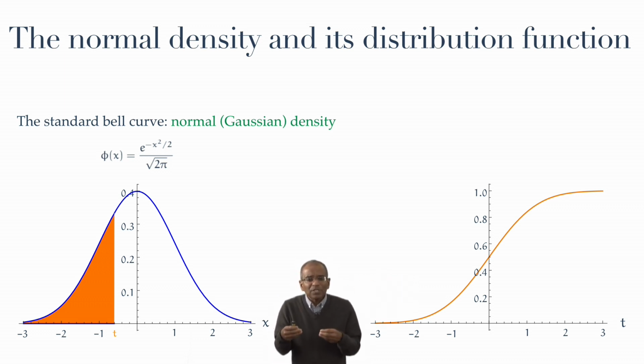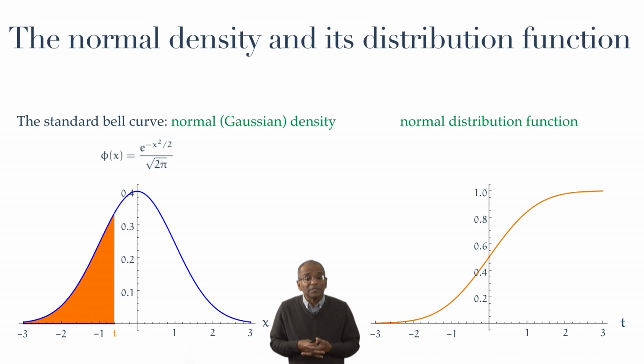In other words, we've described a function of a real variable t. This particular function has a name. It's called the normal distribution function. And of course, it's got a symbol which characterizes it. We've used the lowercase Greek letter phi to characterize the normal curve, the bell curve, the density. We use the uppercase Greek letter phi to characterize the distribution function associated with it.